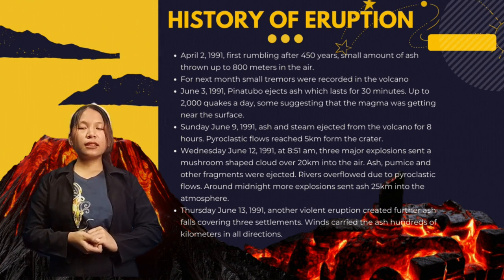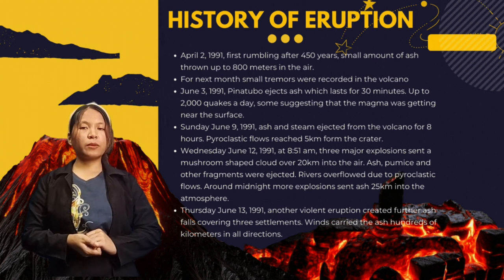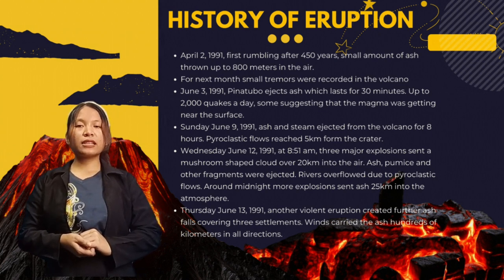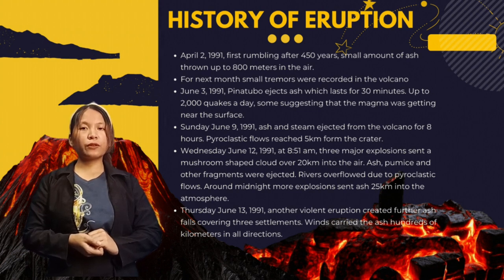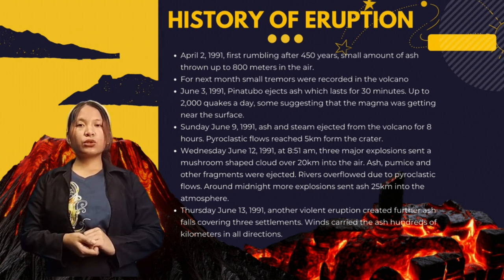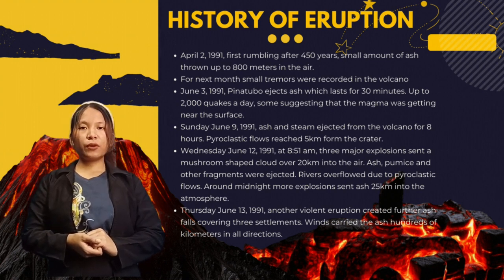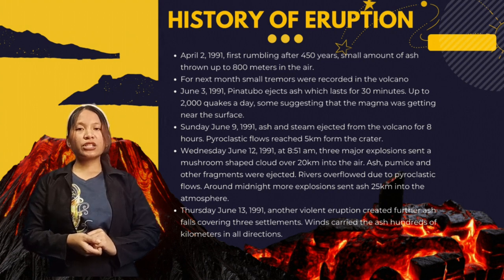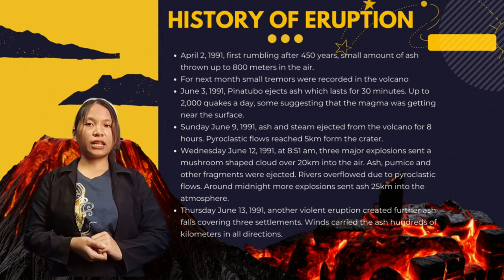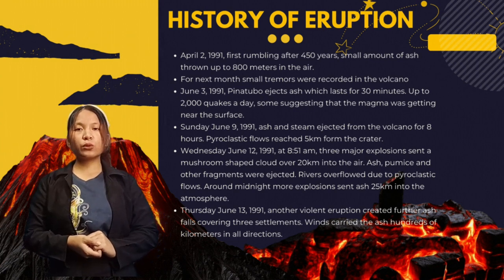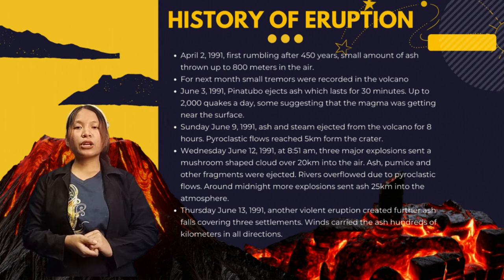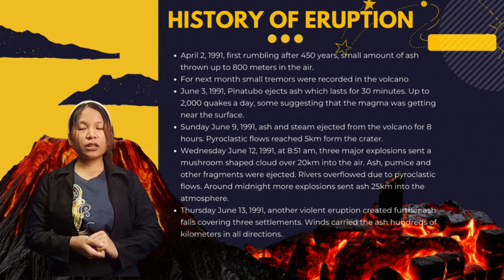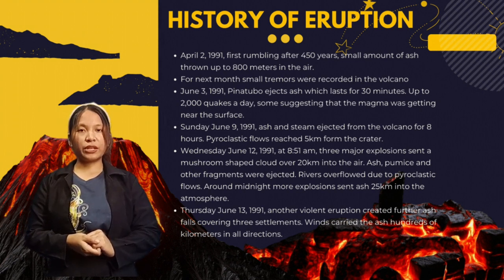Sunday, June 9, 1991, ash and steam ejected from the volcano for 8 hours. Pyroclastic flows reach 5 km from the crater. Wednesday, June 12, 1991, at 8:51 a.m., three major explosions sent a mushroom-shaped cloud over 20 km into the air. Ash, pumice, and other fragments were ejected. Rivers overflowed due to pyroclastic flows. Around midnight, more explosions sent ash 25 km into the atmosphere.